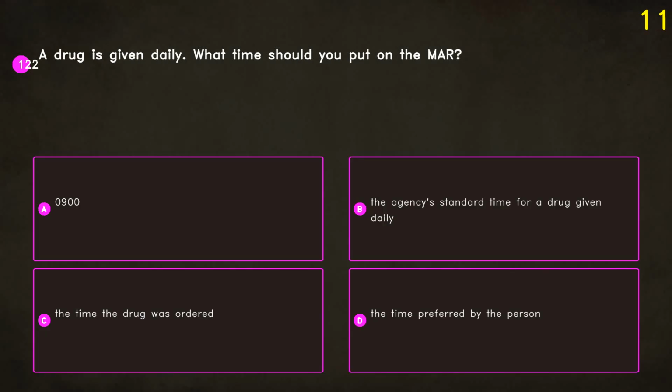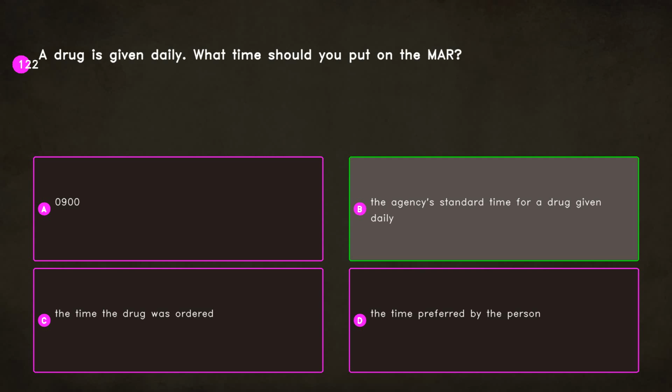Question 122. A drug is given daily. What time should you put on the MAR? A. 0900. B. the agency's standard time for a drug given daily. C. the time the drug was ordered. D. the time preferred by the person. The correct answer is the agency's standard time for a drug given daily.